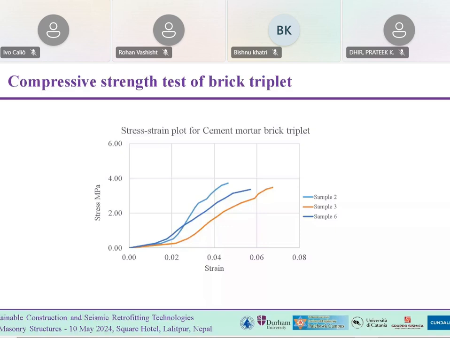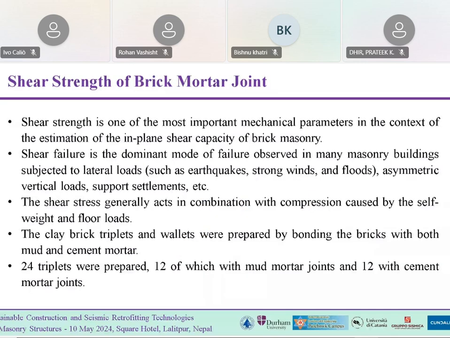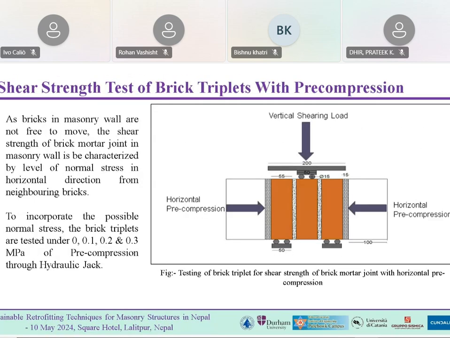Moving on to the determination of shear strength of the brick mortar joint. Shear strength plays a very important role in determining the strength of a masonry structure. Shear strength generally acts in combination with compression caused by self weight and floor loads. So for this test, we have not just tested the shear strength, but we have also applied pre-compression. In the horizontal direction, as you can see in the schematic diagram, we have applied pre-compression in 4 levels, that is 0, 0.1, 0.2, and 0.3 megapascal, using a hydraulic jack.